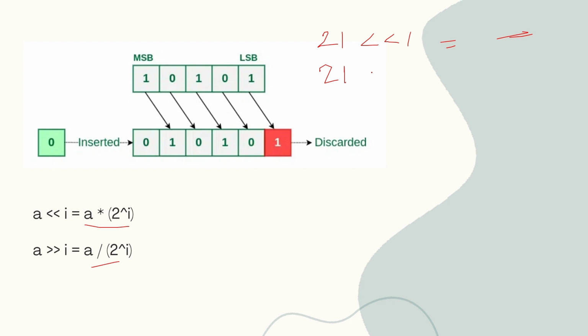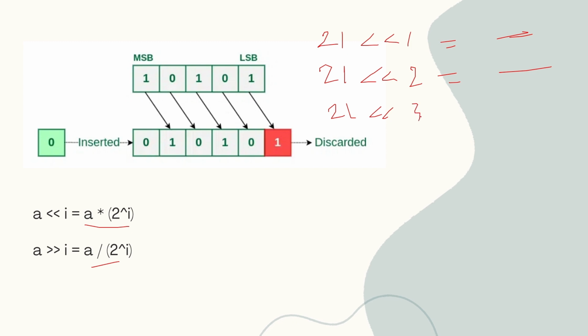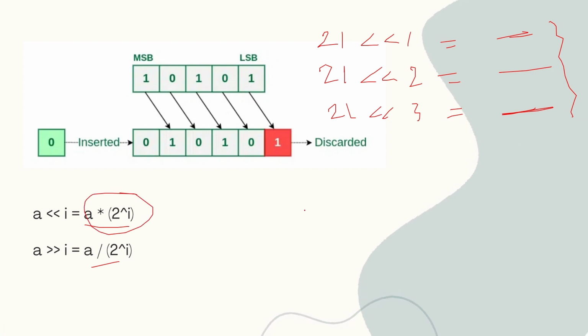Similarly, take 21 and do left shift 2 times. That means on this previous answer you do one more left shift, then you'll get left shift 2 times, right? Similarly, do 21 left shift 3 times. You'll get some answer, and you can check the flow of these answers. You'll directly get this formula. Just like how we have seen previously, right?